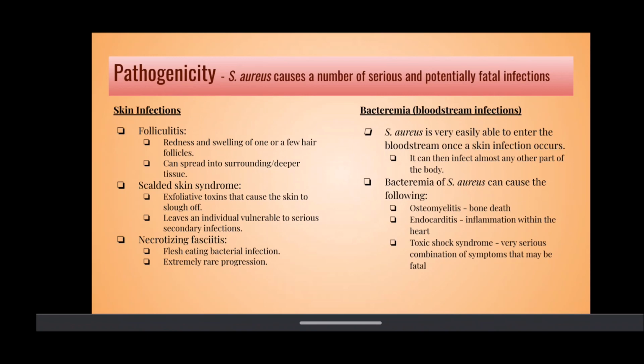Bacteremia, which are bloodstream infections, are also very common with Staph aureus. Anytime you have a skin infection, you will take blood samples to see if it has infected the blood, and it can cause a number of serious syndromes, illnesses, and diseases such as osteomyelitis, endocarditis, and toxic shock syndrome, which can be fatal.